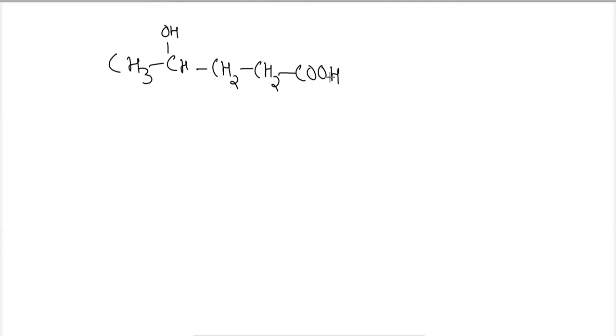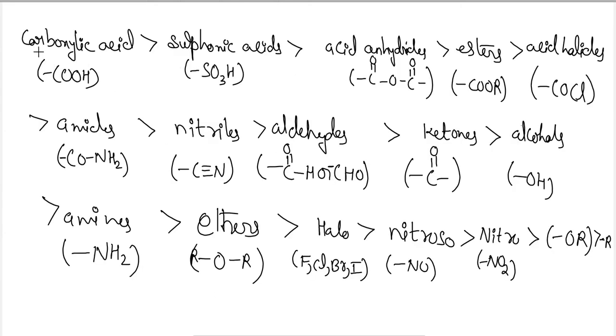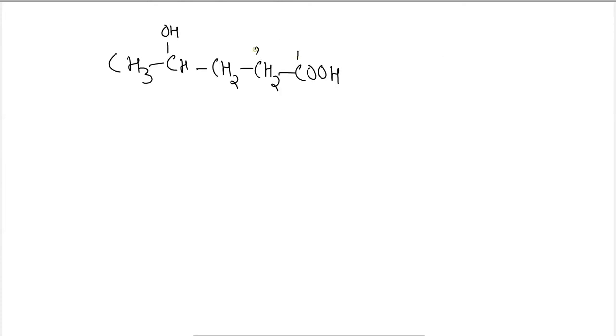Then the preference will be given to carboxylic acid. As we can see in the preference list, carboxylic acid is more preferential than alcohols. Okay, where are alcohols? Alcohols are here, and carboxylic acid is in the first position. So the first preference will be provided to the carboxylic acid, and the OH will be termed as the substituent functional group, and it will be given the prefix position here. So according to this, the name of this compound will become 4-hydroxypentanoic acid.